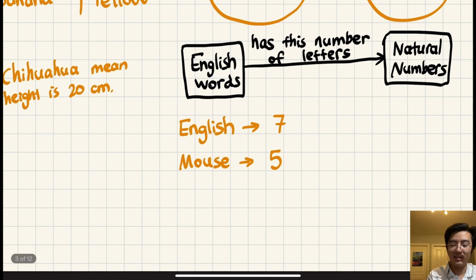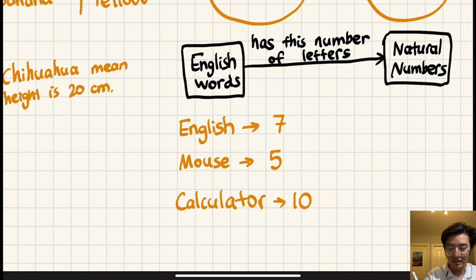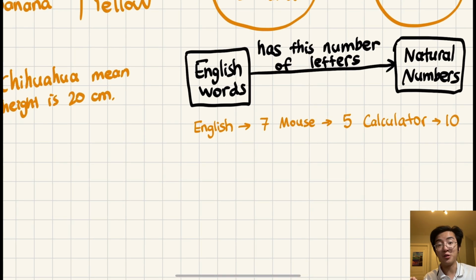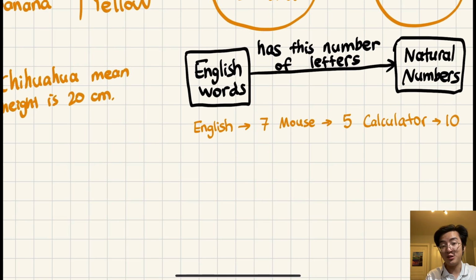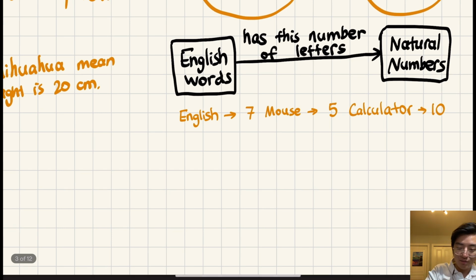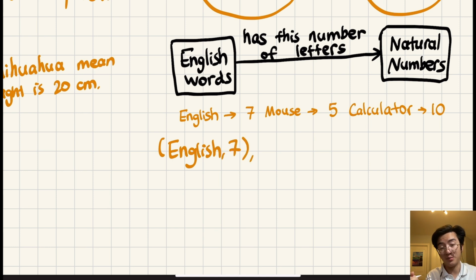And the way we can write this, so let's take another word here. Calculator. I'm just looking at the stuff around me right now. Calculator. How many letters does our calculator have? 10. So now in order to write relations in ordered pairs, we put them into brackets. So for example, for English and the number 7, we can just do English, comma 7. So that's one ordered pair.